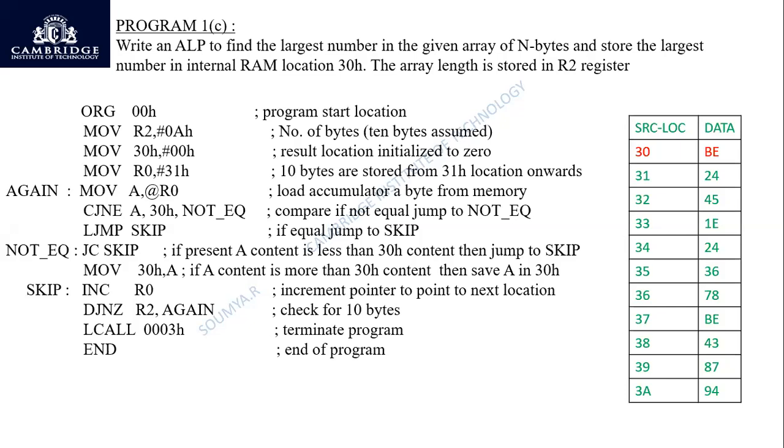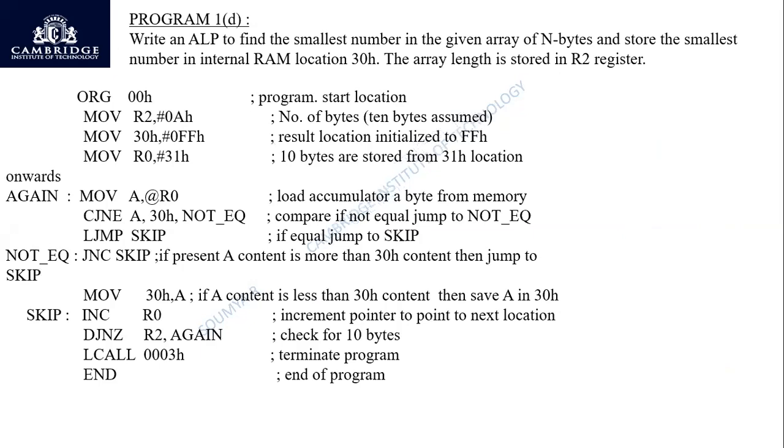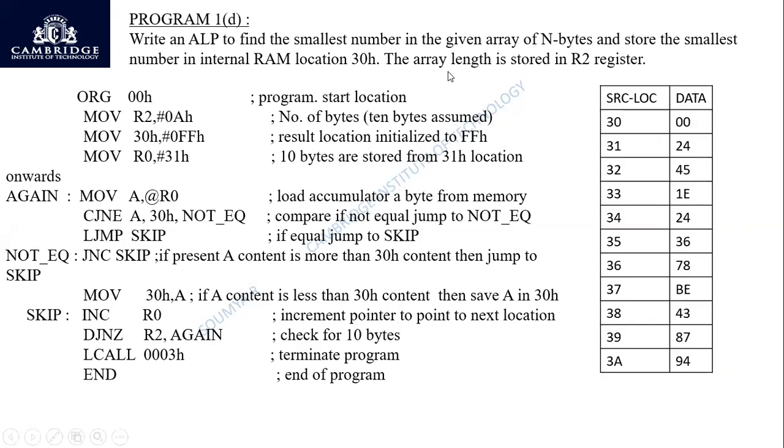The next program is to find the smallest number, right? The program has the same concept, where you have n bytes of array which is stored from 31st location, and the smallest number you need to store in the 30th location, and the length of the array is stored in the R2 register. So we have the block which is stored from 31st location to 3A, that is 10 data is stored, right? And 30th location is reserved.